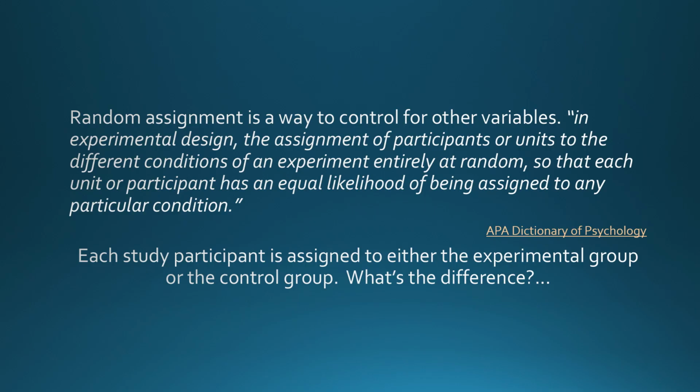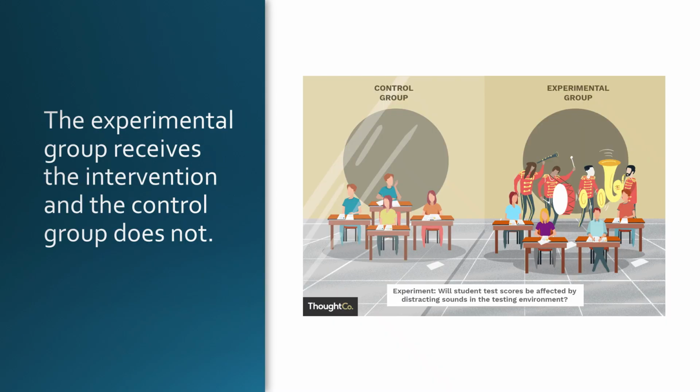Random assignment is a way to control for a possible third or even more variables. In experimental design, it is the assignment of participants or units to the different conditions of an experiment entirely at random so that each participant has an equal likelihood of being assigned to any particular condition. Each study participant is assigned to either the experimental group or the control group. What's the difference between those two? The experimental group receives the intervention and the control group does not.